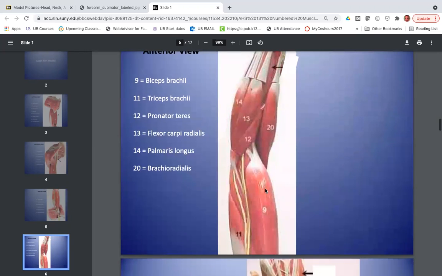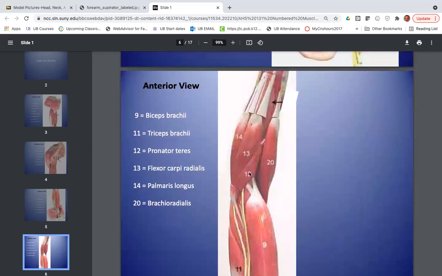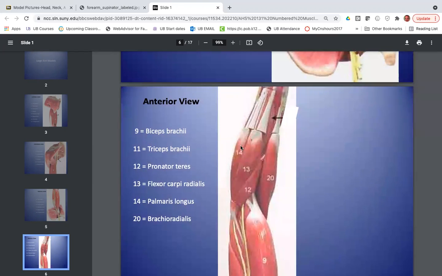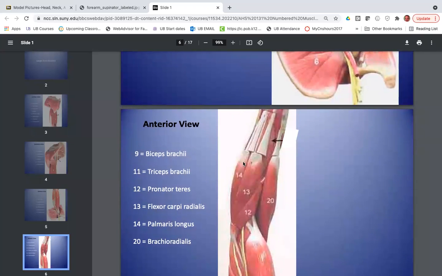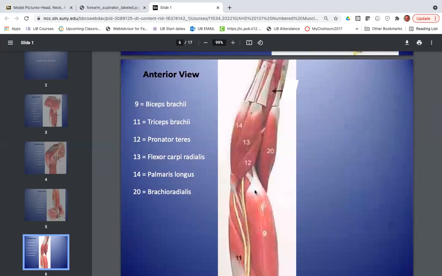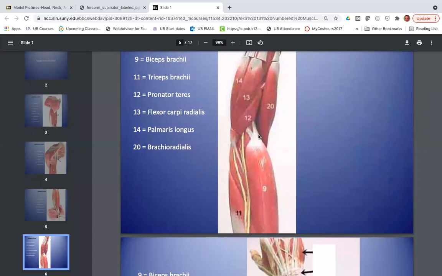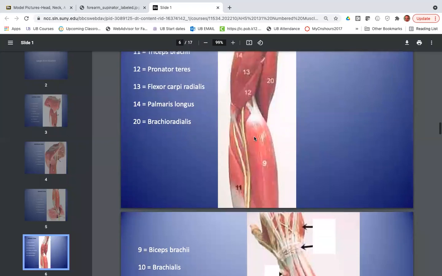Okay, now if we look at the forearm, we can see 12, 13, and 14. 12 is the pronator teres. 13 is the flexor carpi radialis. 14 is the palmaris longus. And you can see a little bit of this tendon here. That's the flexor carpi ulnaris. You just can't see the belly of it too well. Okay, and right here is the bicipital aponeurosis. This is the biceps brachii, and its insertion has a broad, flat tendon. So they call it the bicipital aponeurosis.